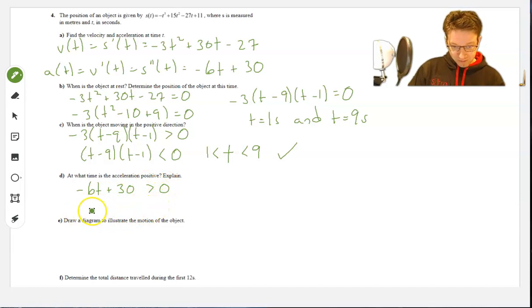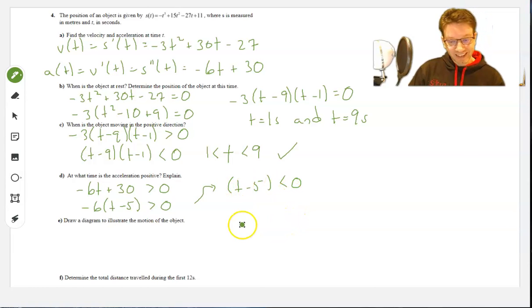All right, so we have a common factor. We can pull out negative 6, which gives t minus 5. When is that greater than 0? If we divide both sides by negative 6, because there's a negative there, we're going to need to flip the inequality. So we would get t minus 5 must be less than 0. And if t minus 5 is less than 0, again, test it. When is this true? Well, it's obviously true when t is less than 5. There you go. That's it.